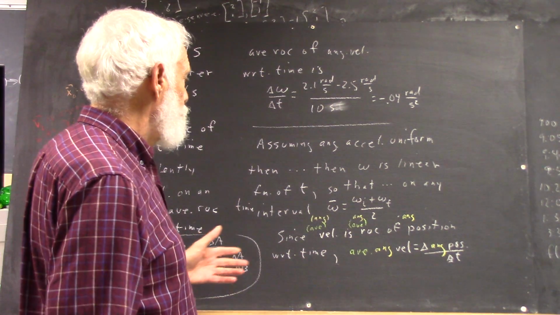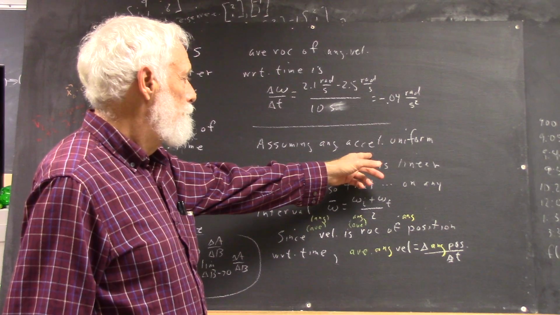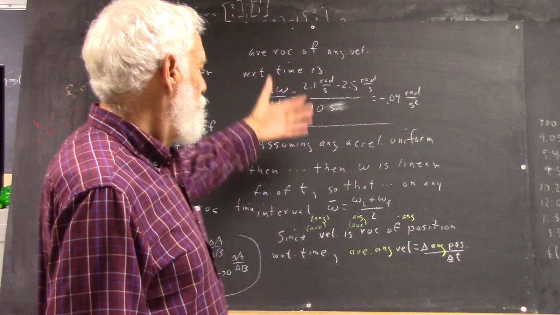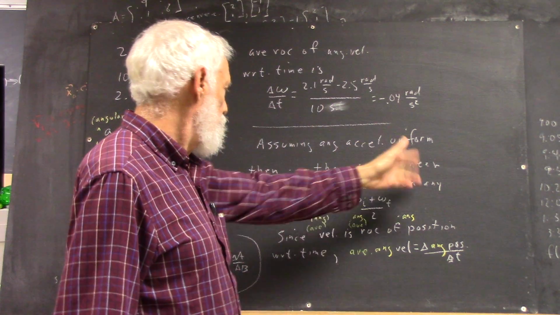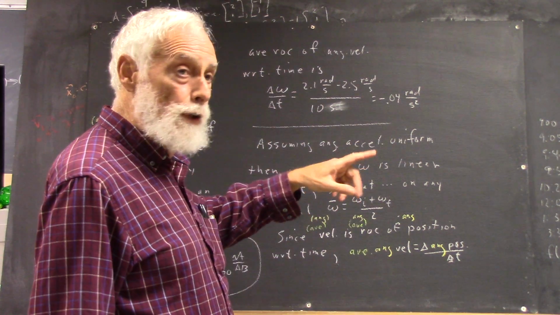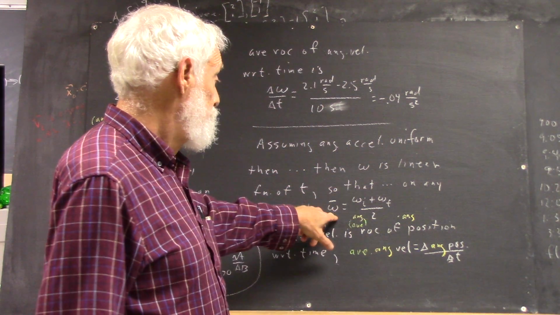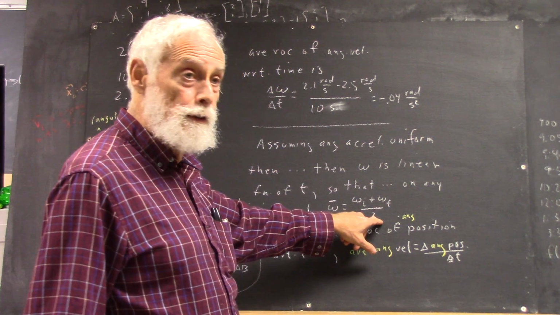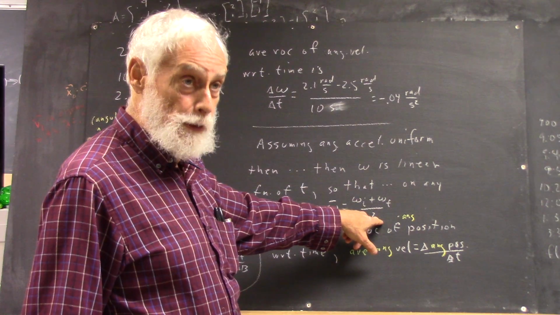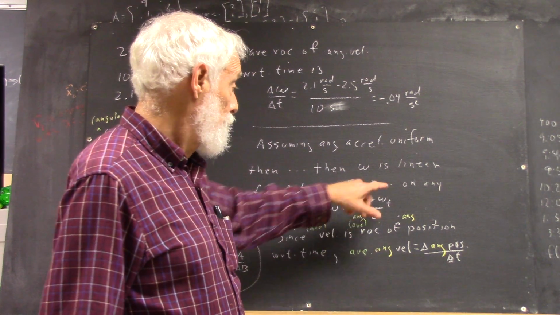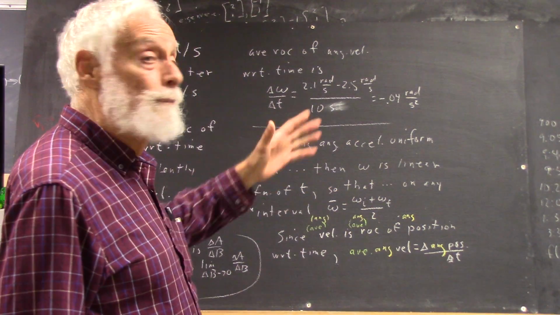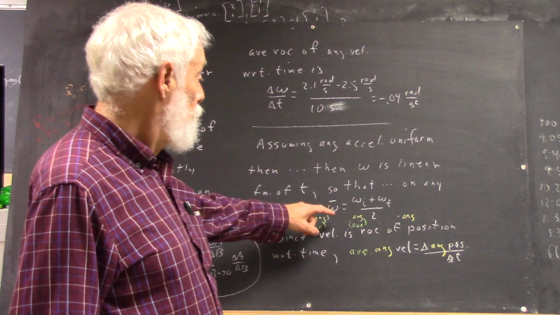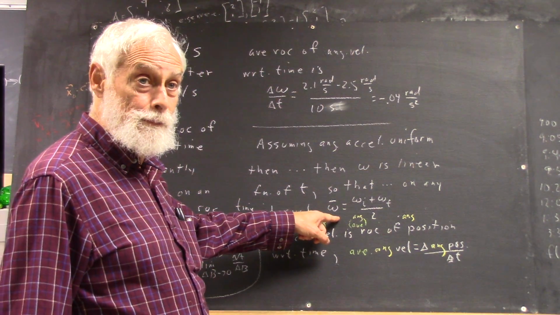Okay. Assume average angular acceleration to be uniform, then we can reason out that omega has to be a linear function of t, so that on any time interval, average angular velocity is the initial plus the final angular velocity divided by 2. That's because it's linear. Now, we use that to do what? What do you want to do with the average angular velocity?